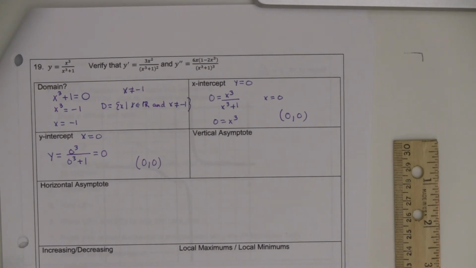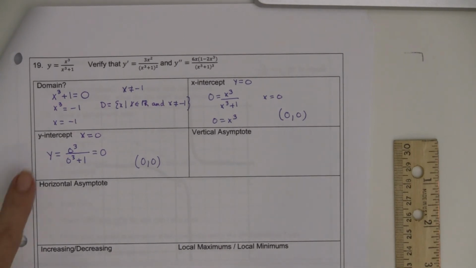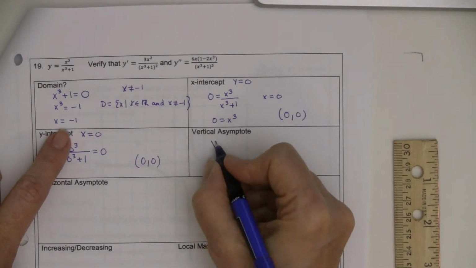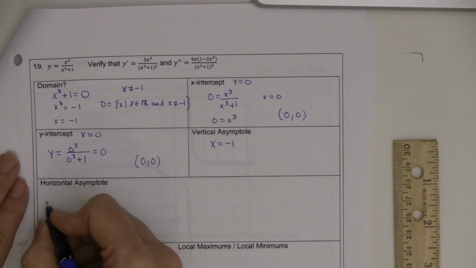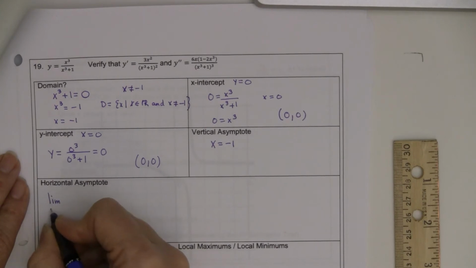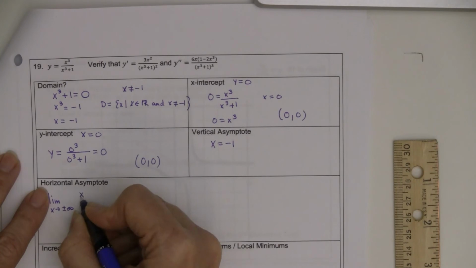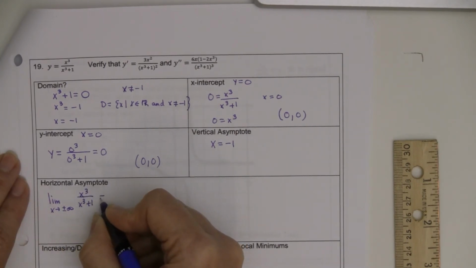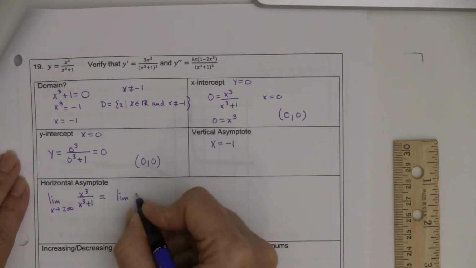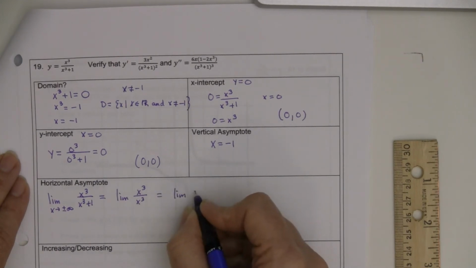And then the vertical asymptote is where your denominator is equal to zero, and so that's at x equals negative one. Then for your horizontal asymptote, you look at the limit as x goes to plus or minus infinity of x to the third over x to the third plus one. With dominant term analysis, this is the limit as x goes to infinity and negative infinity of x to the third over x to the third, which is the limit of one.